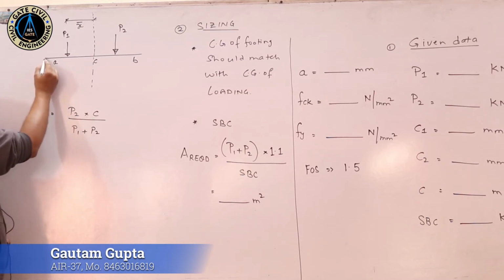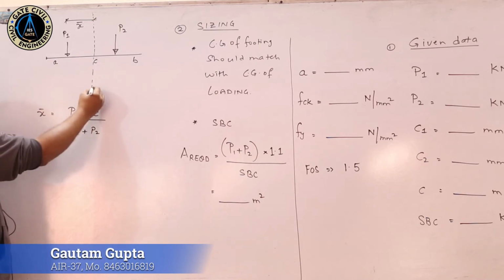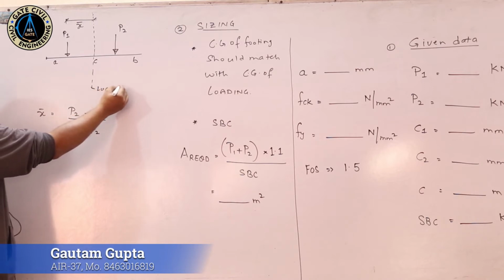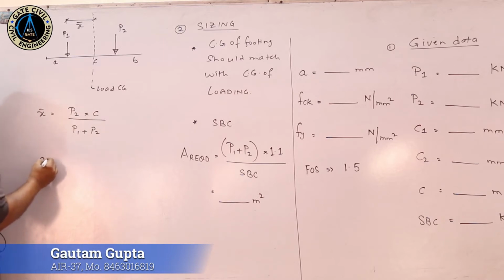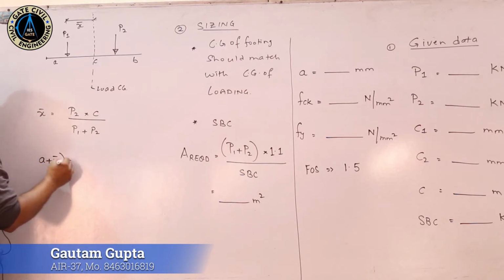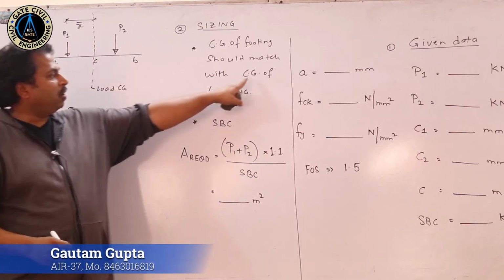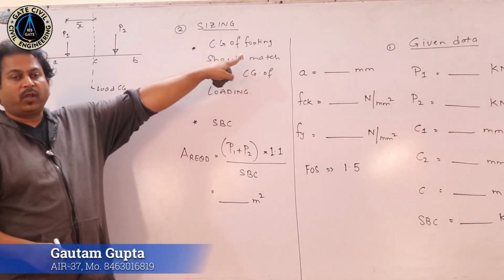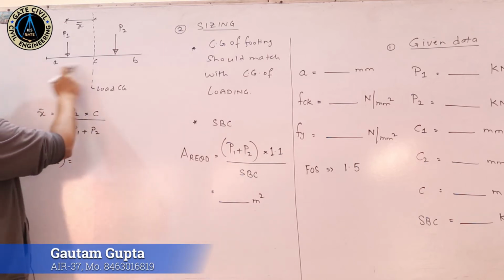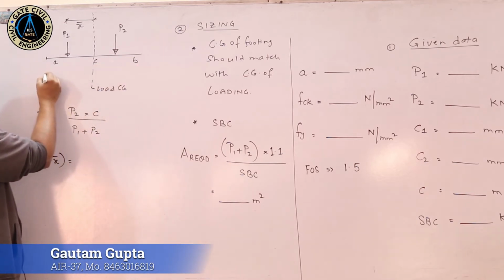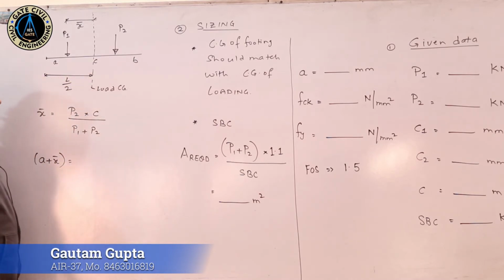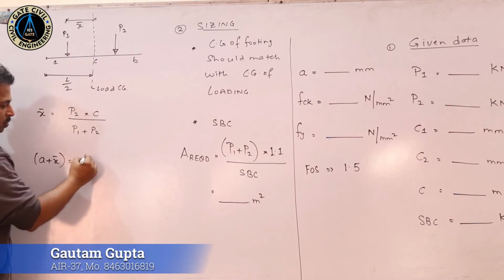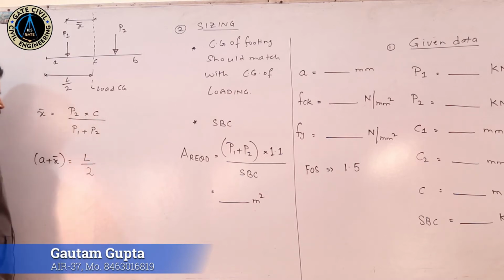So from the left side edge of the footing, what is the distance of the load CG? This is the load CG. What is its distance? A plus x bar. So the CG of the load should match with the CG of the footing. This complete length was L. That means from the left end, this value should be equal to L by 2. So A plus x bar should be equal to L by 2.